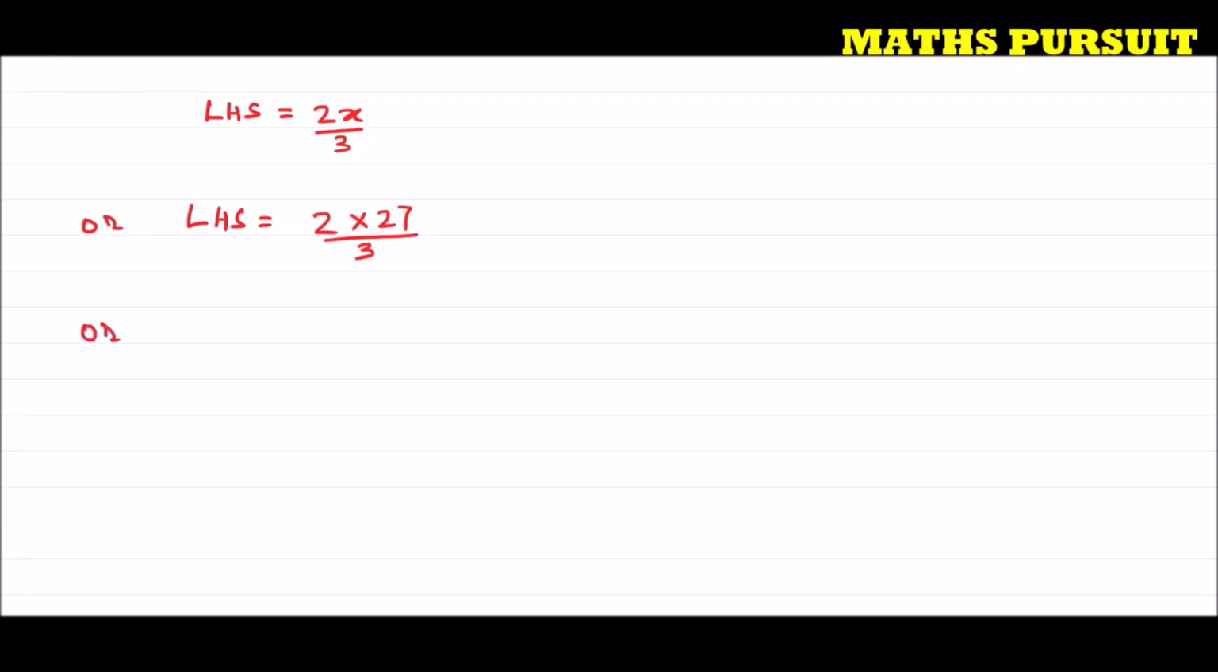Or I can write LHS is equal to 3 9s are 27. So what we got? We got 2 into 9 now. Or I can write LHS is equal to 9 2s are 18. What we got? We got LHS is equal to 18. And this 18 is nothing but our right hand side of this equation.